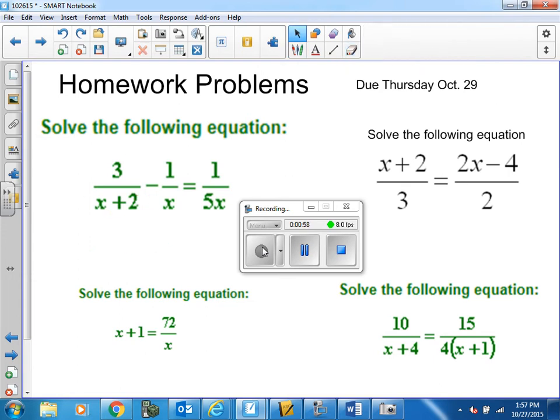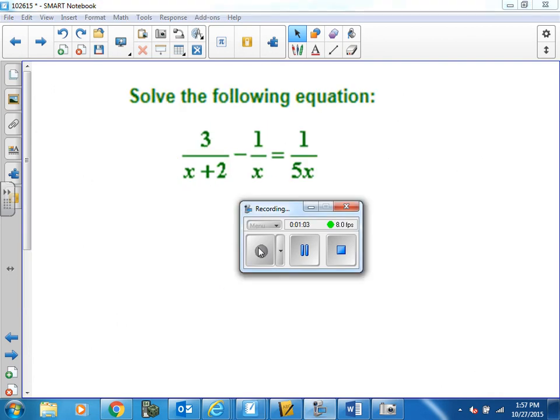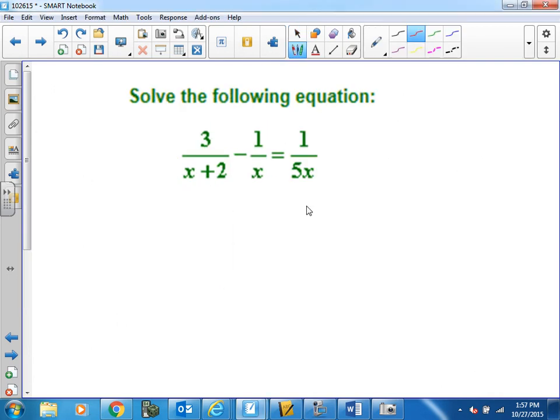All right, so write these down, try them. I'm going to go over one of them. All right, we're going over number 1. This is a fairly difficult problem. It is a rational equation.